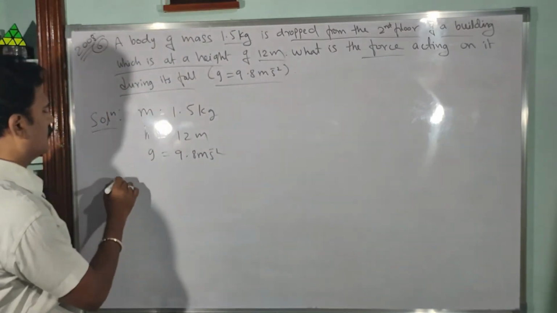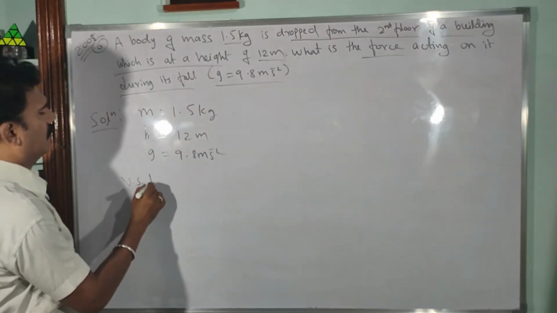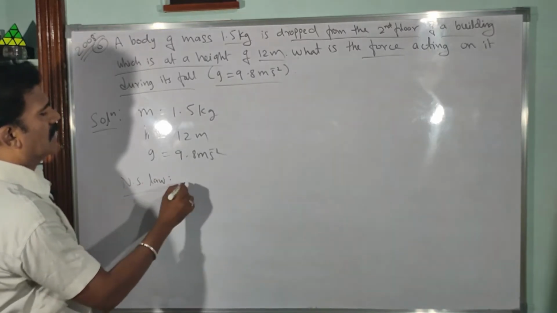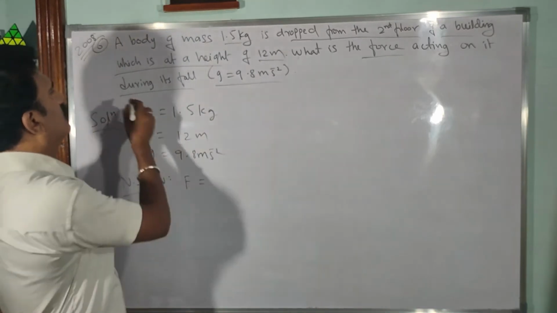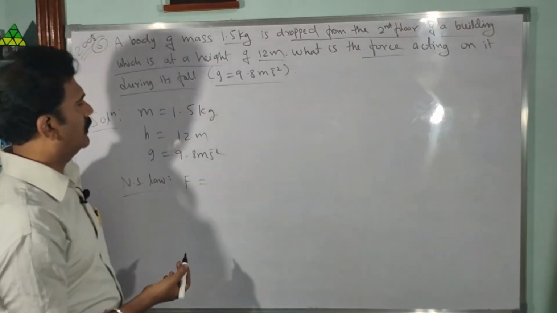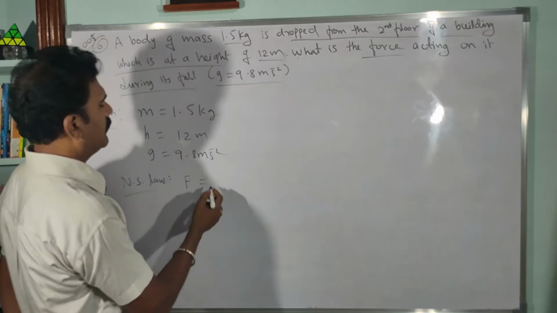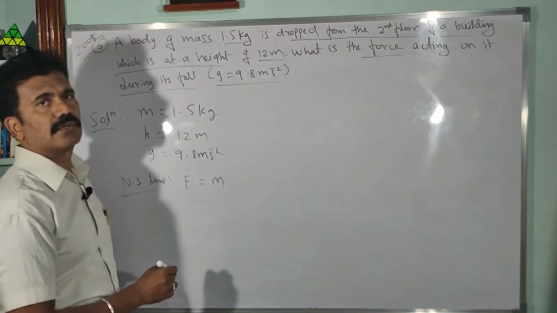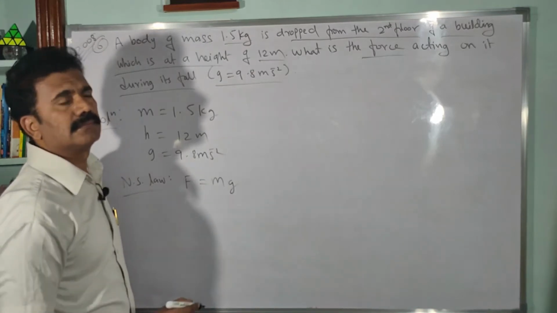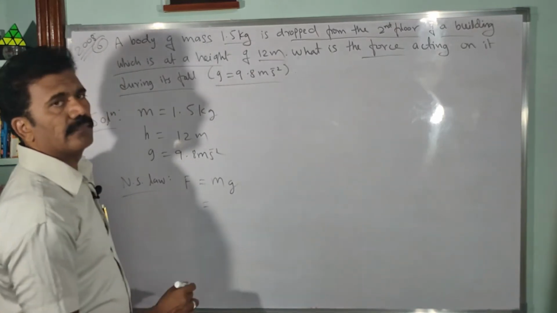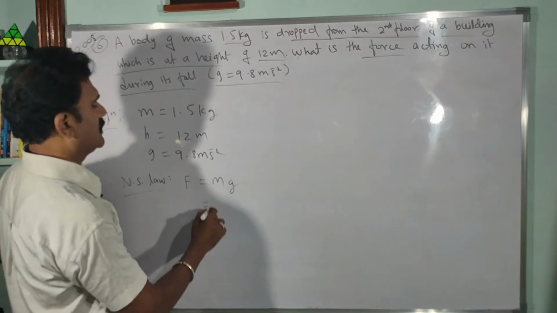So according to Newton's second law, you can calculate the force acting on any body, even when it is during its fall. So when it is falling under gravity, you can just write down the equation for the force acting on the body as F is equal to m into g. That's it. Correct? Okay, so m is equal to how much?